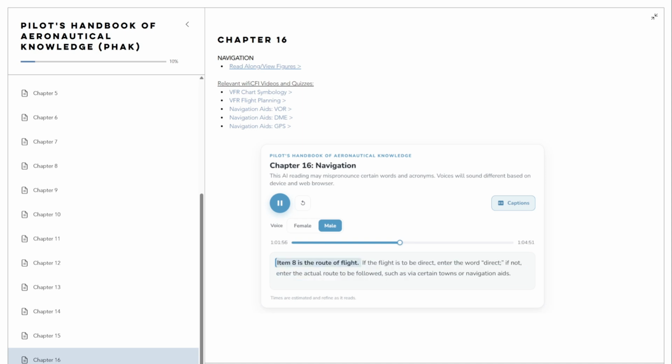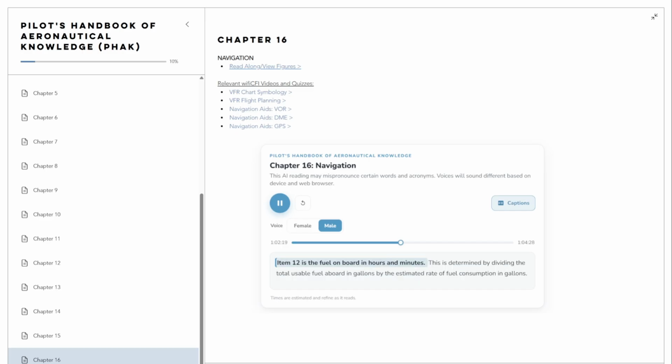Item 8 is the route of flight. If the flight is to be direct, enter the word direct. If not, enter the actual route to be followed, such as via certain towns or navigation aids. Item 10 is the estimated time en route. In the sample flight plan, 5 minutes was added to the total time to allow for the climb.